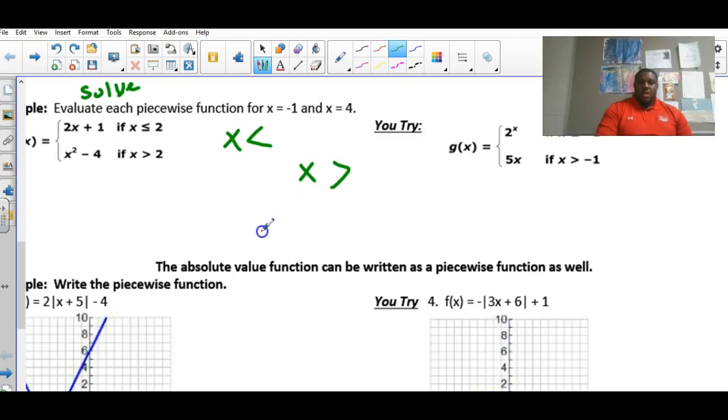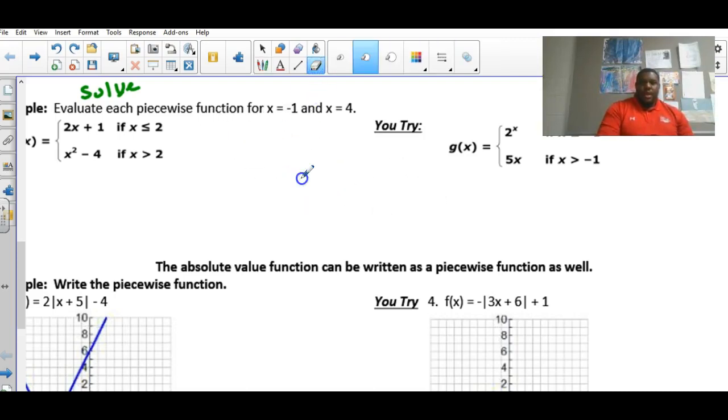If you had a value here, another way you could say it is 4 is greater than x, because 4 has the larger side. Or you could say x is less than 4. Just remember, the bigger side goes to the greater side.